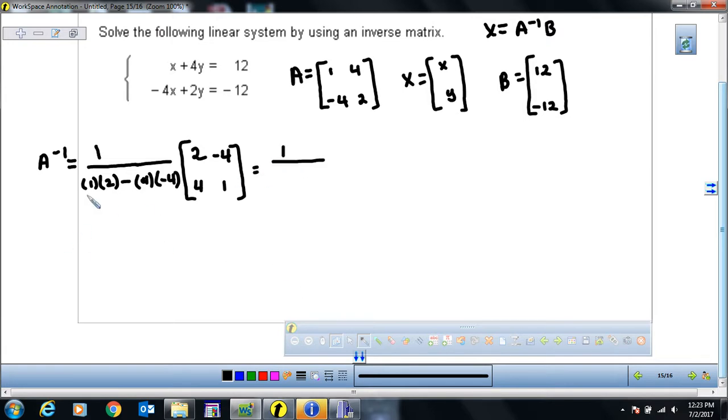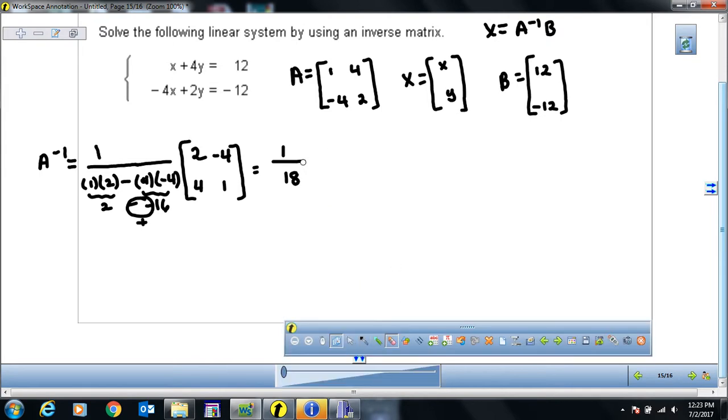So let's see what that's going to give us. 1 over, this is going to be 2 minus, and that's a negative 16, so that changes to an addition right here. So that would be 1 over 18. Right? That's what we're going to get on the bottom. So we are going to multiply this fraction times each one of these numbers inside of this matrix.